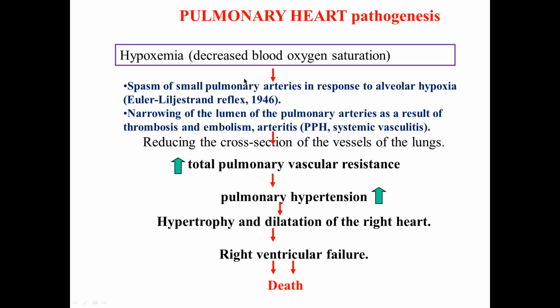Which causes the activation of the Euler-Liljestrand reflex, which was discovered in 1946, and also narrowing of the lumen of pulmonary arteries as a result of thrombosis and embolism. They cause a reduction of the cross-section of vessels of the lungs, which results in increased total pulmonary vascular resistance, and increased total pulmonary vascular resistance increases pressure in the pulmonary artery, which causes overload of the right heart.